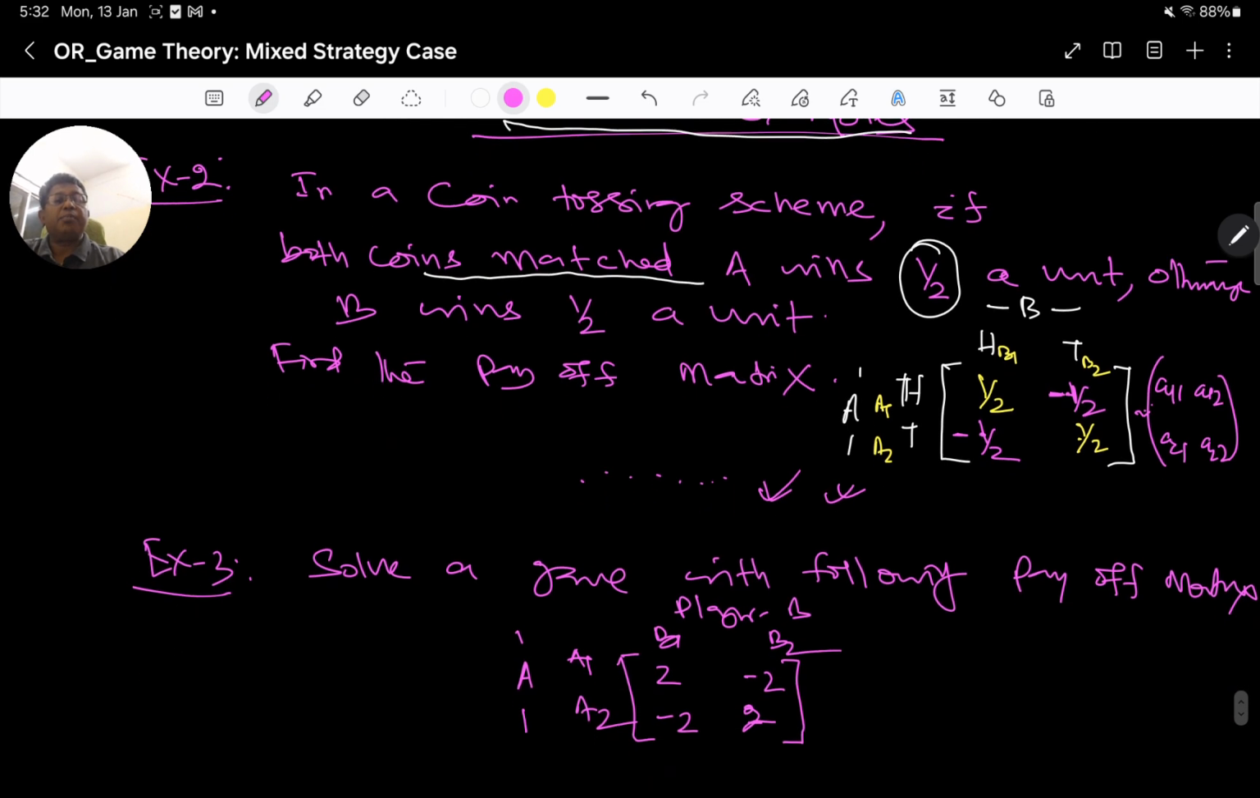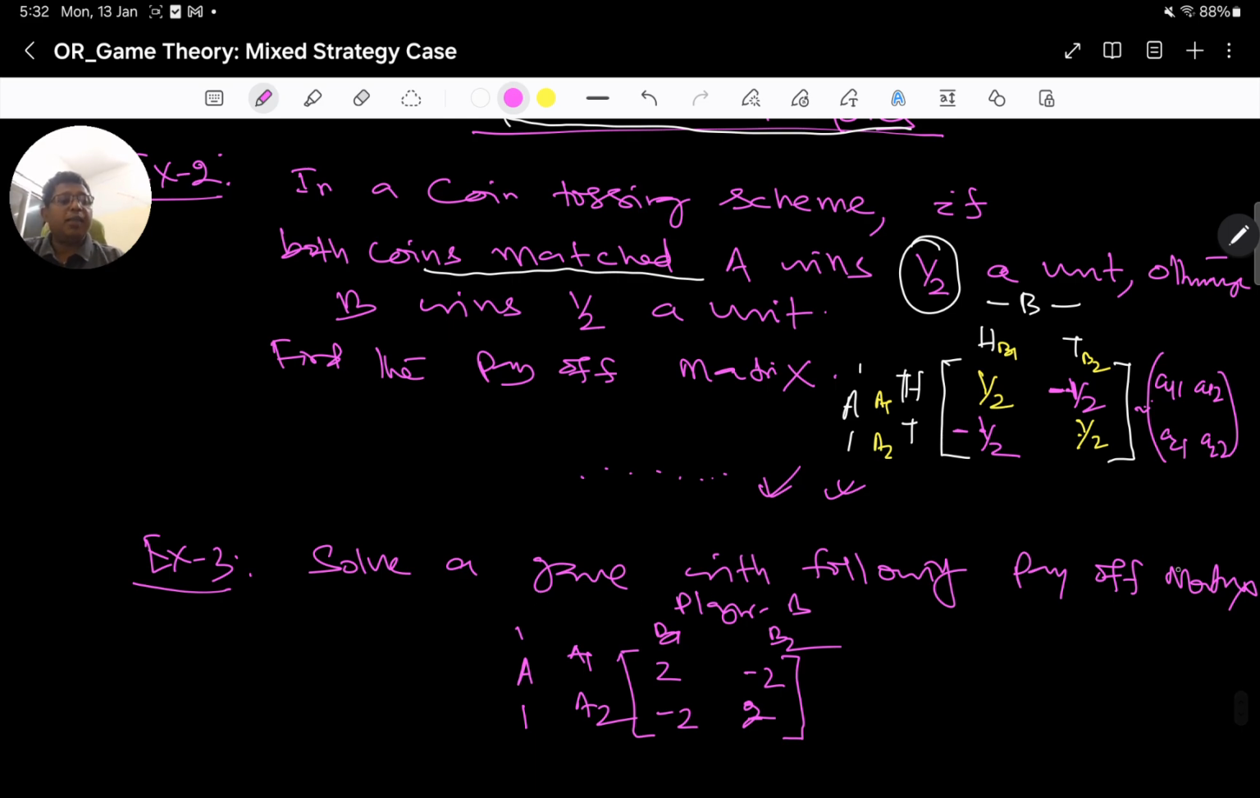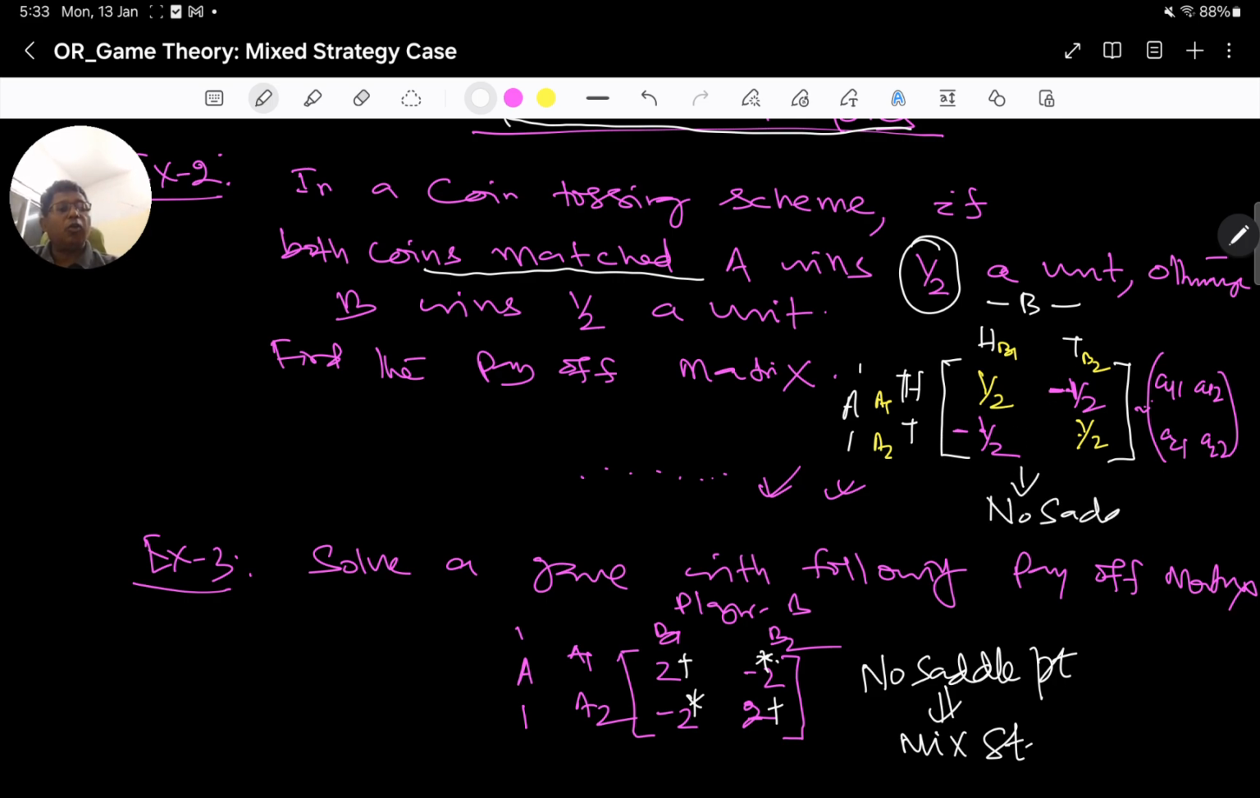Now coming to one more example. You are given a game to solve with the following payoff matrix. We have to see whether there is a saddle point. The row minima here is minus 2. The column maxima is plus 2. So no saddle point. So you apply the mixed strategy case. First we have to check there is no saddle point, then you can proceed.